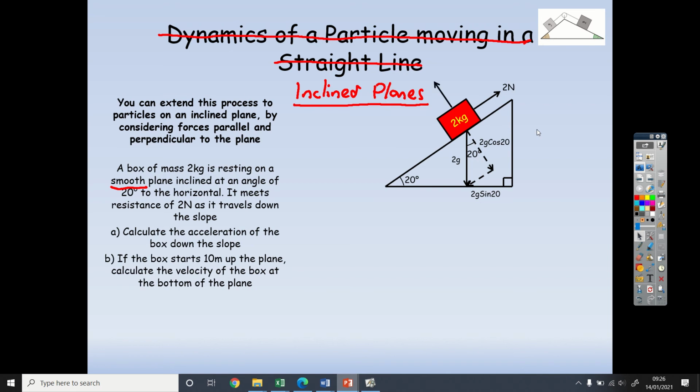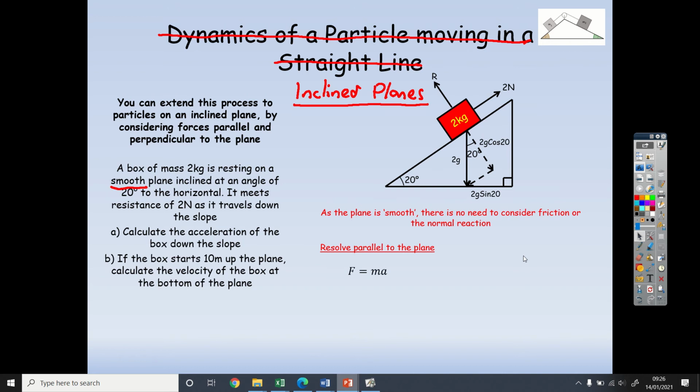Okay, now there is going to be a normal reaction force as well, but the question isn't particularly asking about it just yet, so we can draw it in at least, but we don't really need it for this question. If you did want to work it out, it turns out it's going to be equal to this force here of 2g cos 20, but it's not needed. Okay, right, that's enough to start the question. We don't need to put any friction on, as I said.